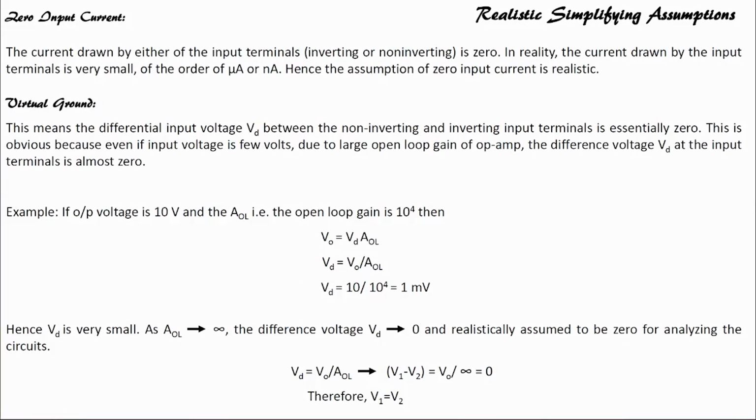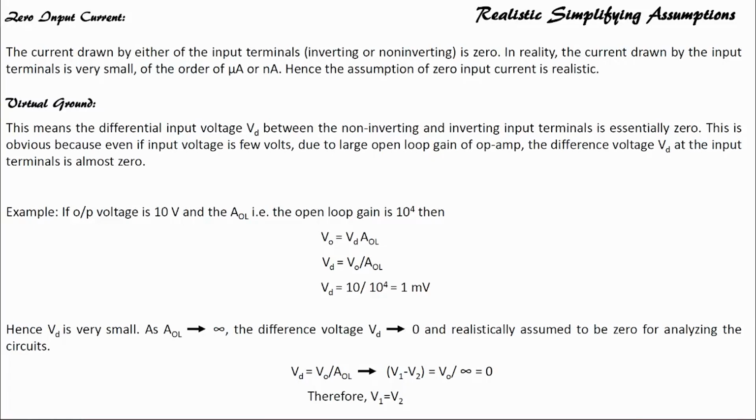Zero input current, right. What is that? The current drawn by either of the input terminals is 0. In reality, the current drawn by the input terminal is very small, of the order of micro ampere or nano ampere. Hence, the assumption of 0 current is realistic. These are all realistic simplifying assumptions. Ideally the current drawn by the input terminal should be 0, but practically when we measure it, it is about micro ampere to nano ampere, which is close to 0. Hence, the 0 assumption is realistic.